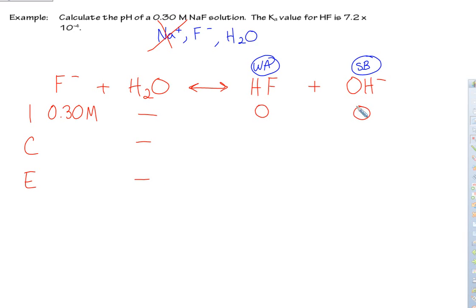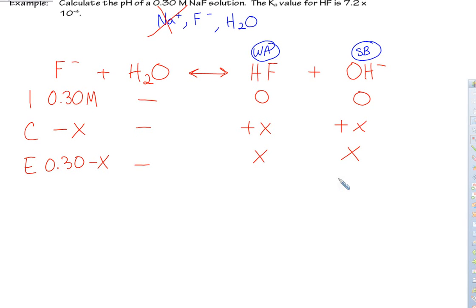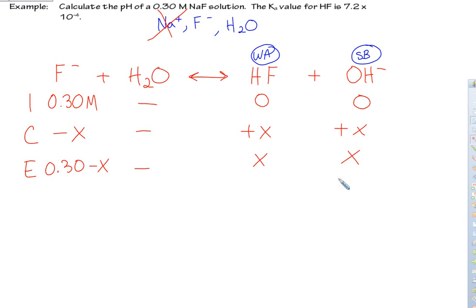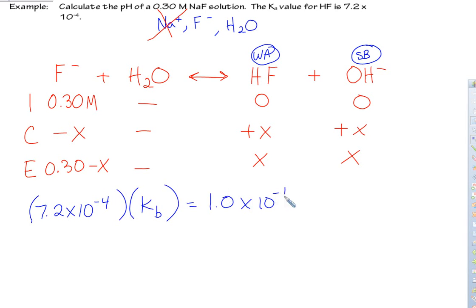My products are 0. I have to shift forward. Minus x, plus x, and plus x, so that at equilibrium, we're looking at 0.3 minus x, x, and x. Again, these ICE tables become second nature. I mean, they're very, very similar. The only bummer with this one now is that I have the Ka, which again is very common. We have Ka for hydrofluoric, but we need Kb for the fluoride ion. So piece of cake. Ka is 7.2 times 10 to the negative 4th. We want Kb. The product is always 1.0 times 10 to the negative 14th. So we plug it in, and away we go.